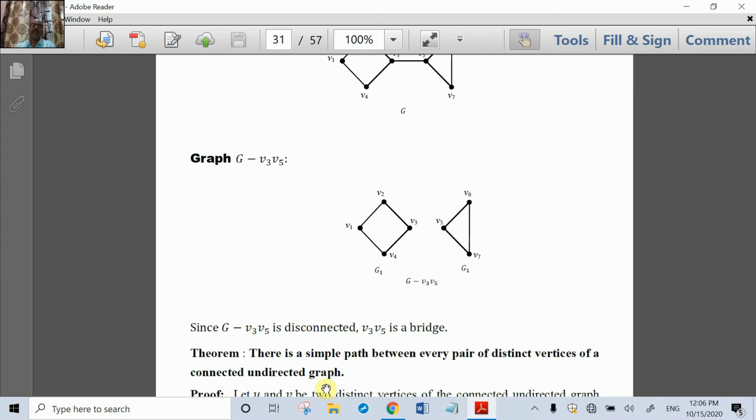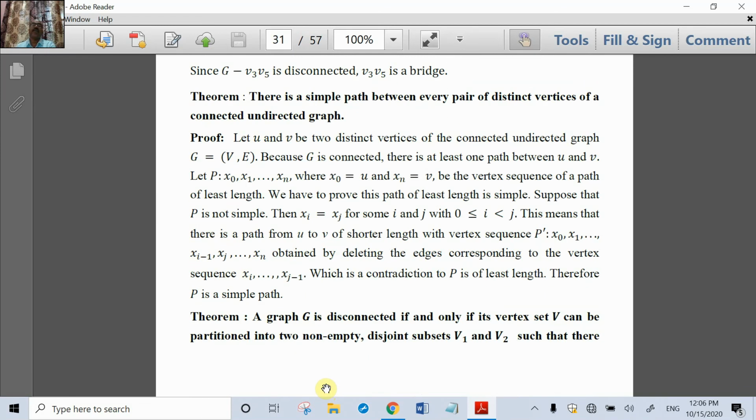Now here are some important theorems. There is a simple path between every pair of distinct vertices of a connected graph G. Let U and V be two distinct vertices of the connected undirected graph. Because G is connected, there must be a path between U and V. Call this path P: x0, x1, ..., xn, where x0 equals U and xn equals V, with the vertex sequence of least length. We have to prove this path of least length is simple.